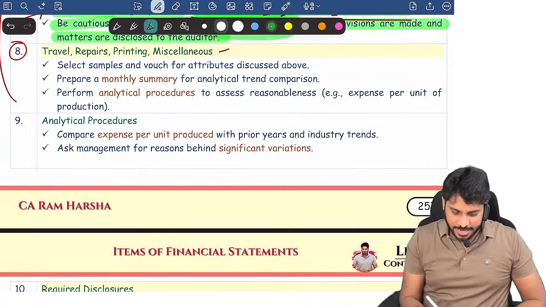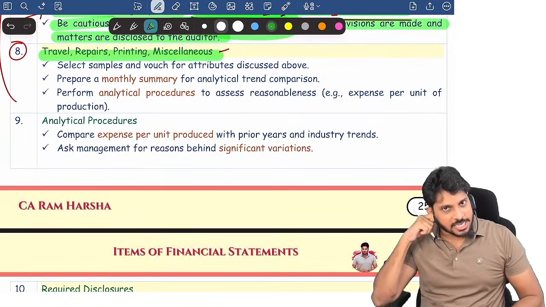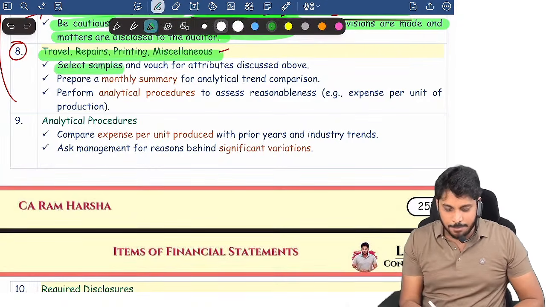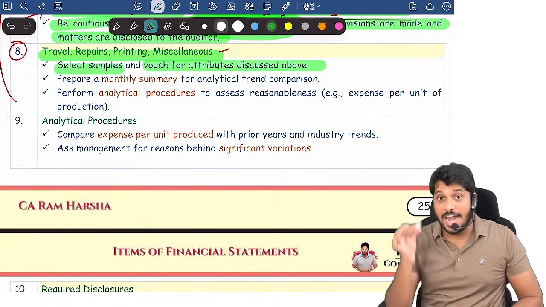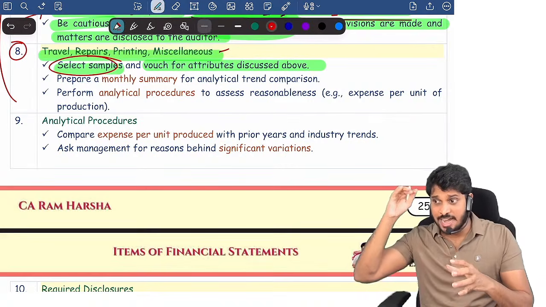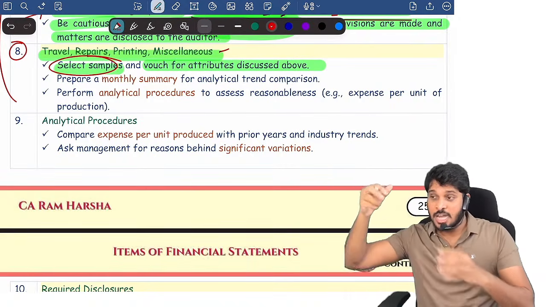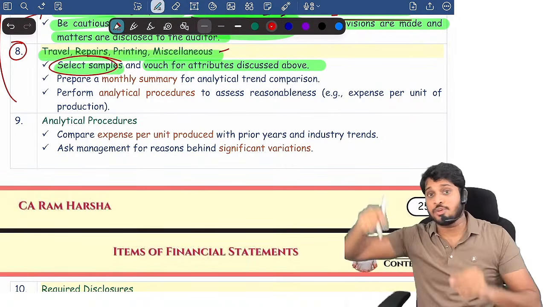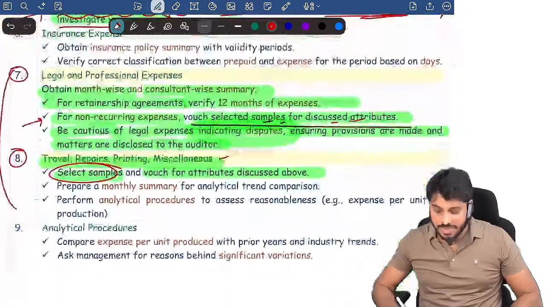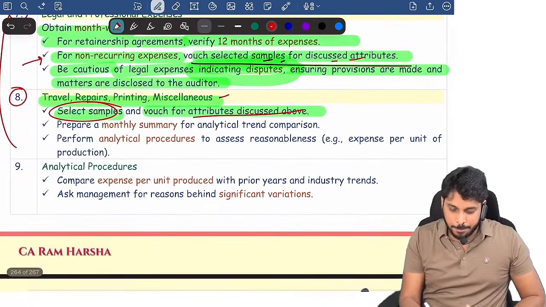Look at next, travel, repairs and printing and stationery. This is also one of the other expenditures, right? So select a sample of travel expenses, vouch for the attributes discussed above. Select some sample of travel. Suppose some directors have traveled in June and in August. Take those expenses, verify attributes. What are the attributes? I told you these are the attributes that we need to check. Verify various attributes. Yes or no?